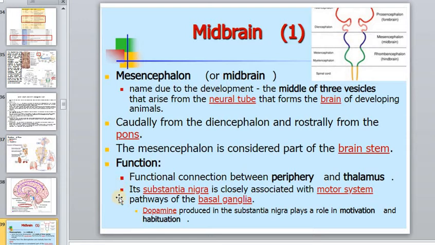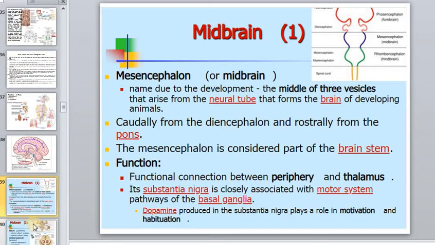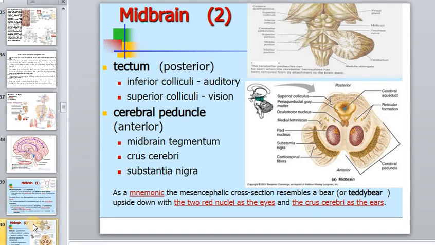Its substantia nigra is closely associated with the motor system pathways in the basal ganglia of this part of the brain, and is the special part for dopamine production. Dopamine is a neurotransmitter molecule, and we will discuss this molecule a little bit later.